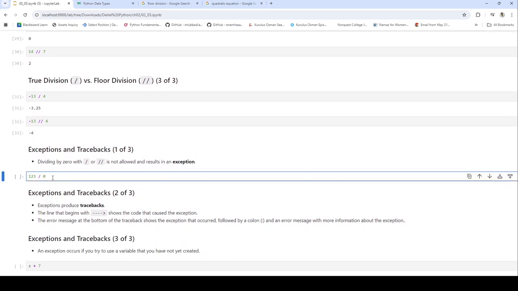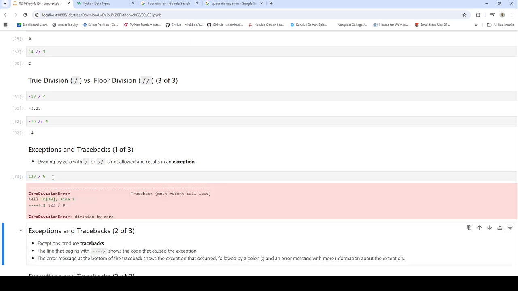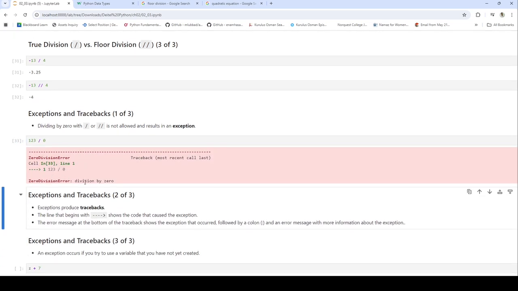There is always a case possible in math in which division by 0 occurs. We know that in mathematics that's not defined, and Python will also tell us that division by 0 triggers an exception. So it's not allowed and results in an exception. Take it as an error. It's called the ZeroDivisionError.